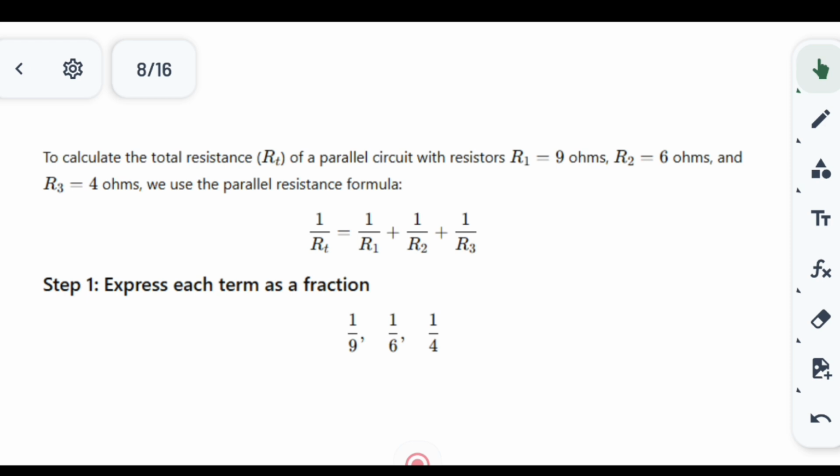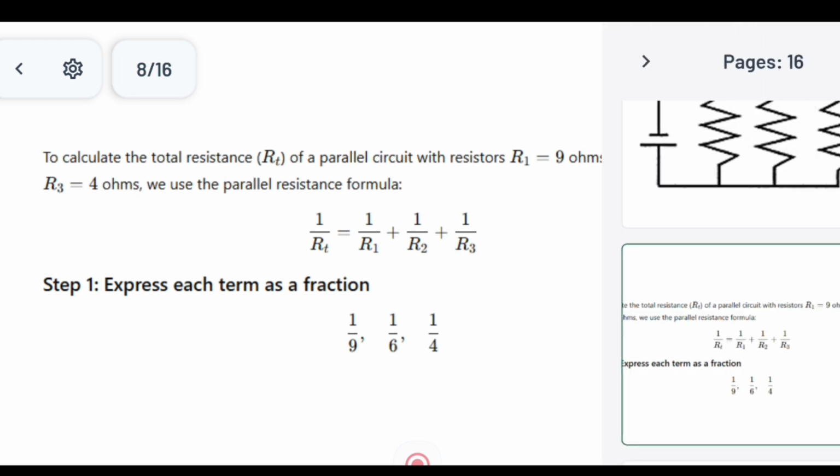The first step is you have to express each term as a fraction. So from 9, you will have 1 over 9. From the second resistance, it will be 1 over 6, and then 4 ohms will be 1 over 4.